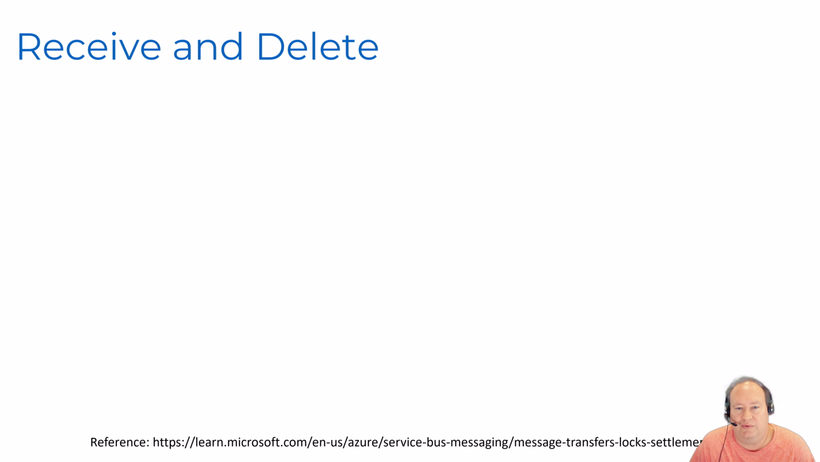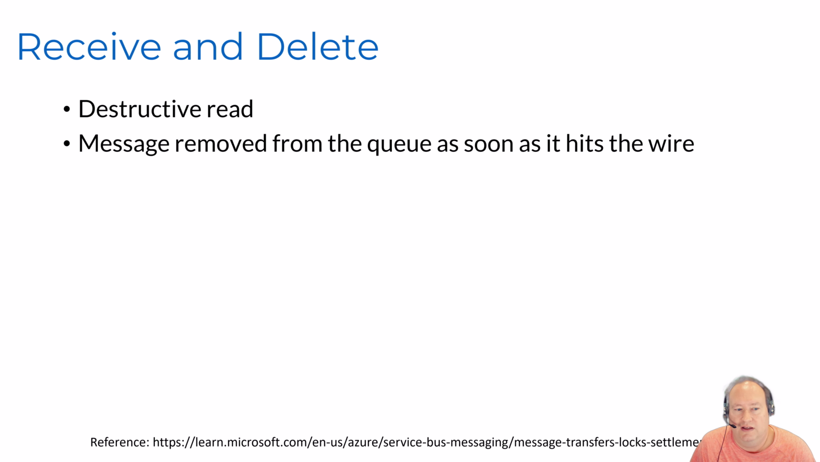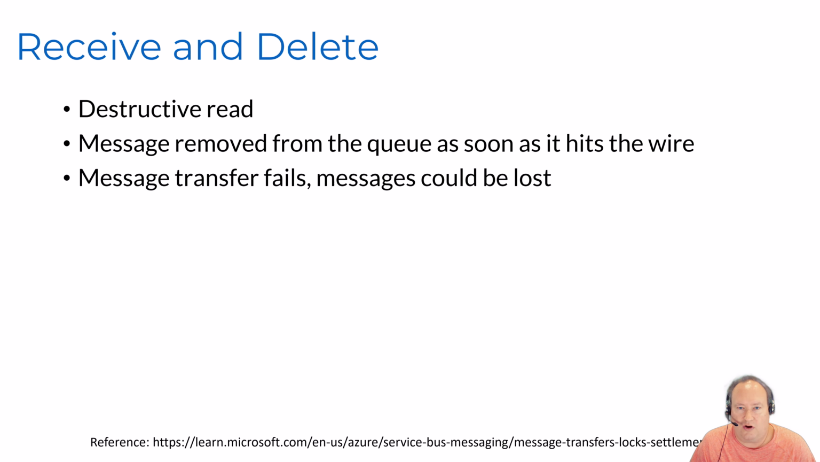There are two different ways to receive messages from a Service Bus queue using Azure Logic Apps. The first method is the receive and delete method. This does a destructive read of the message off the Service Bus queue. In doing so, messages are removed from the queue as soon as it hits the wire. This creates the possibility that a transmission failure could cause a message loss. So this is something you need to account for if you use this approach.